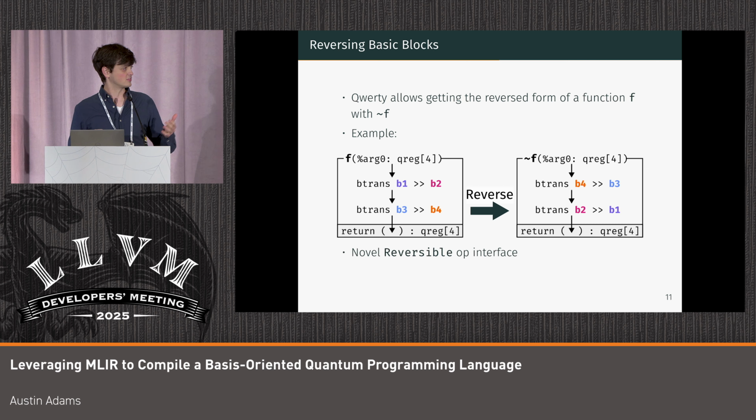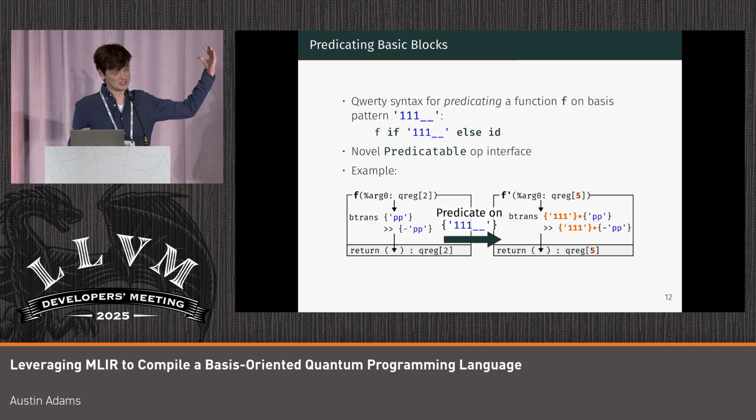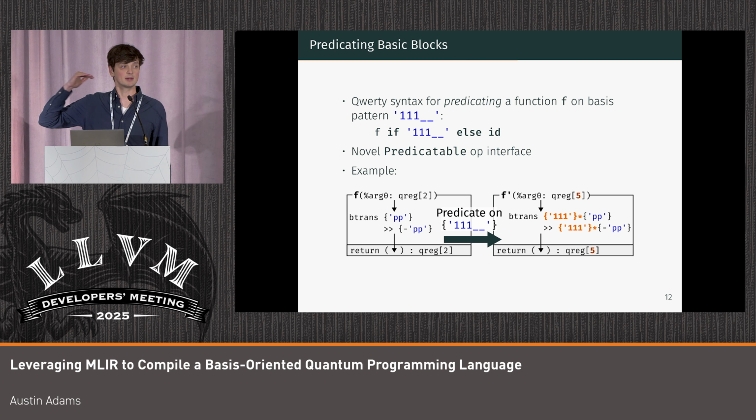And the novelty about this, in our case, is that instead of hard-coding this process for particular ops, the different ops implement this reversible op interface. And so each op has a build reversed method, so each op knows how to build an inverse version of itself, basically. Predication is similar in the sense that if you want to inline a call to a predicated version of a function, then we also work backwards up from the terminator, up to the basic block, and we're using this predicatable op interface for each of these ops.